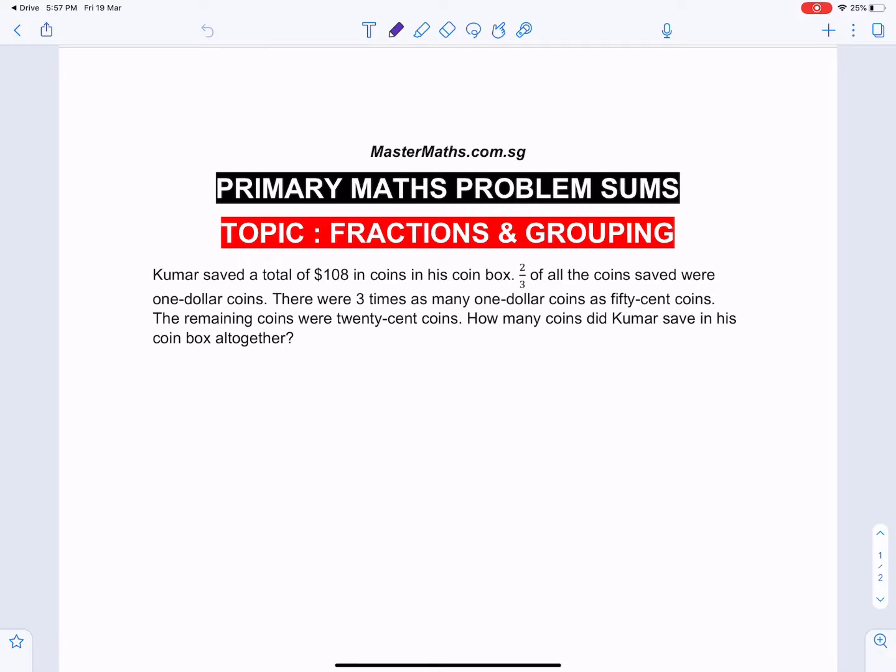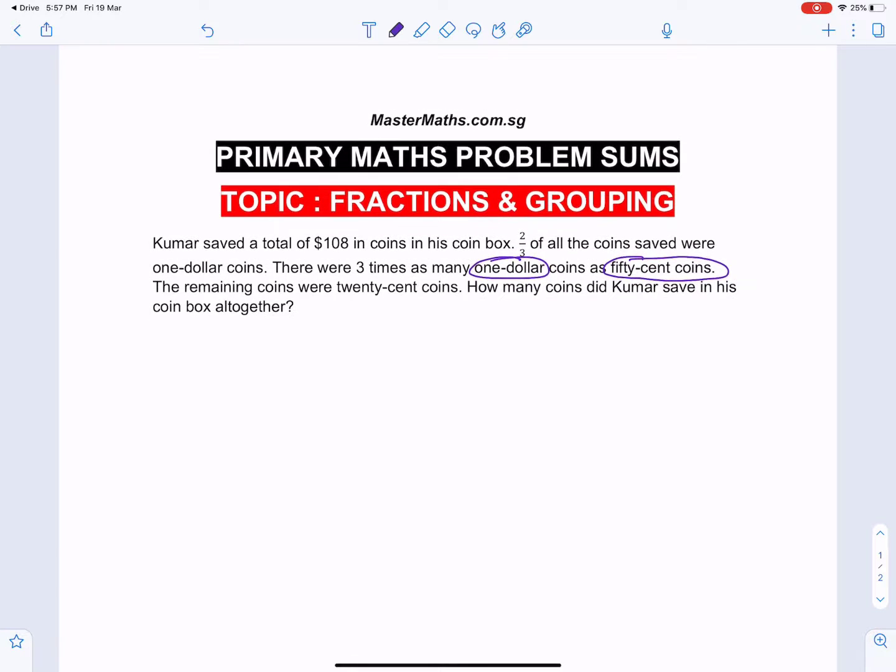Kumar saved a total of $108 in coins in his coin box. 2/3 of all the coins saved were $1 coins. There were 3 times as many $1 coins as 50-cent coins. Alright, so if for example the 50-cent coins is 1 unit, the $1 coin will be 3 units. That's what it means. But I would like you to also observe this right now.